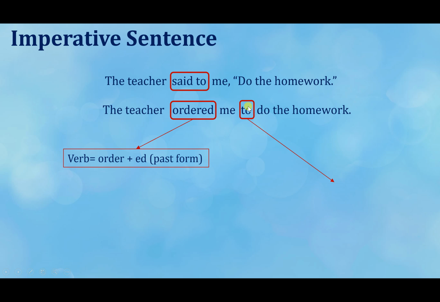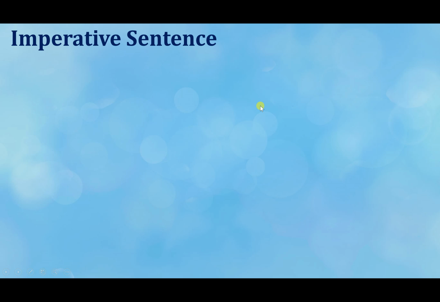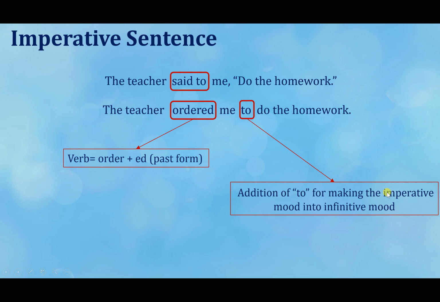Then you have to add to. Why will you use to? You will use to for making the imperative mood into infinitive mood. The sentence do the homework is in imperative mood. So to make it infinitive mood, you have to use to. We know that to make infinitive, we have to use to plus the present form of verb. So you have to look at the changes only in the verb and just add to if it is affirmative.